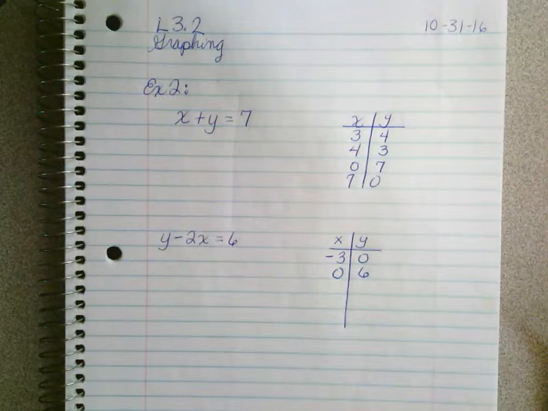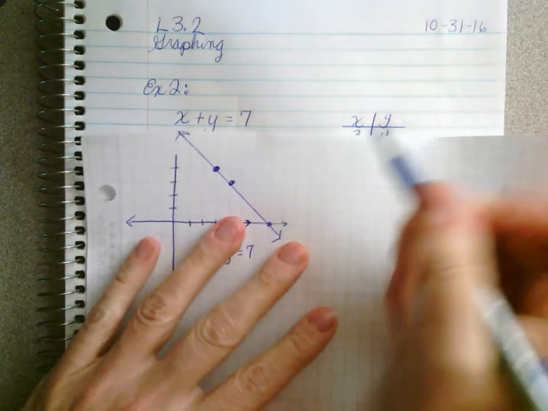I now have 2 points, and with 2 points you can draw a graph. I only did 4 just so you could see what it would look like, but with 2 points you can draw a graph. So negative 3, 0, and 0, 6.